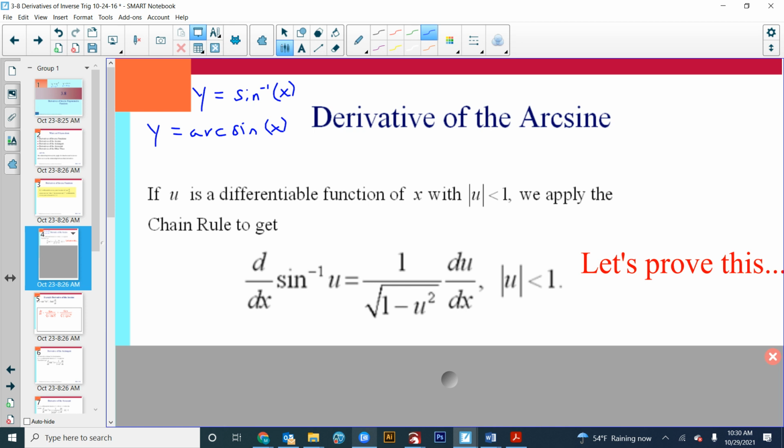Make sense? All right. So that has to do with the whole capital A arc sine and lowercase a arc sine, is whether it's invertible or not. Because what does sine of x look like? What does sine inverse look like?